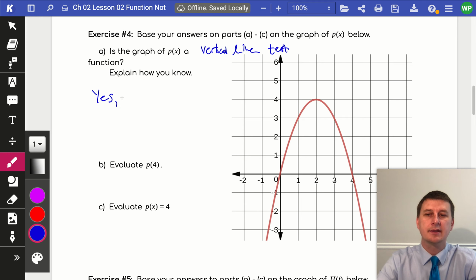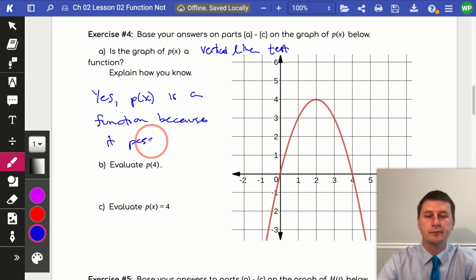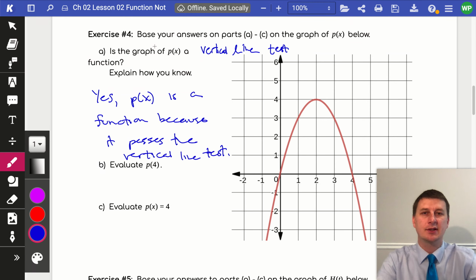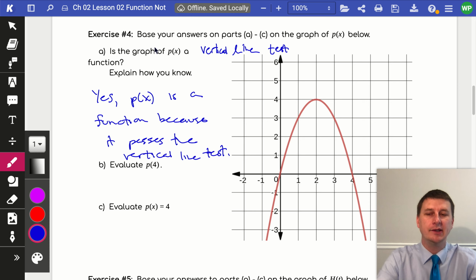So yes, p of x is a function because it passes the vertical line test.